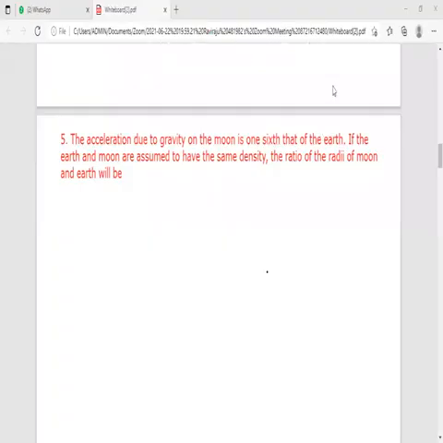The acceleration due to gravity on the moon is 1/6 that of the Earth. We know that acceleration due to gravity, small g value on moon is 1/6 of small g value of that Earth one. If the Earth and moon are assumed to have same density, the ratio of radii of moon and Earth will be, okay, then radius ratio there.